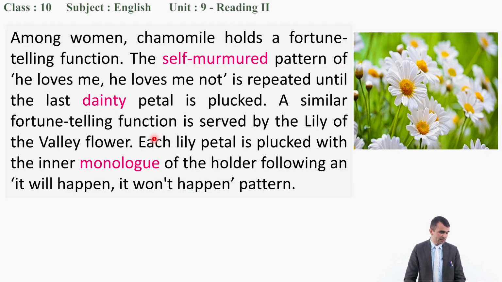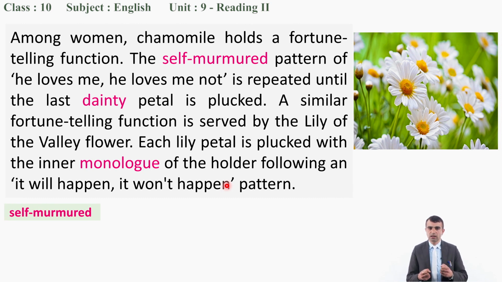Okay. Next paragraph. Well, now, among women, chamomile holds a fortune-telling function. The self-murmur pattern of he loves me, he loves me not is repeated until the last dainty petal is plucked. A similar fortune-telling function is served by the lily of the valley flower. Each lily petal is plucked with the inner monologue of the holder following an it will happen, it won't happen pattern. Well, so here self-murmur means what?